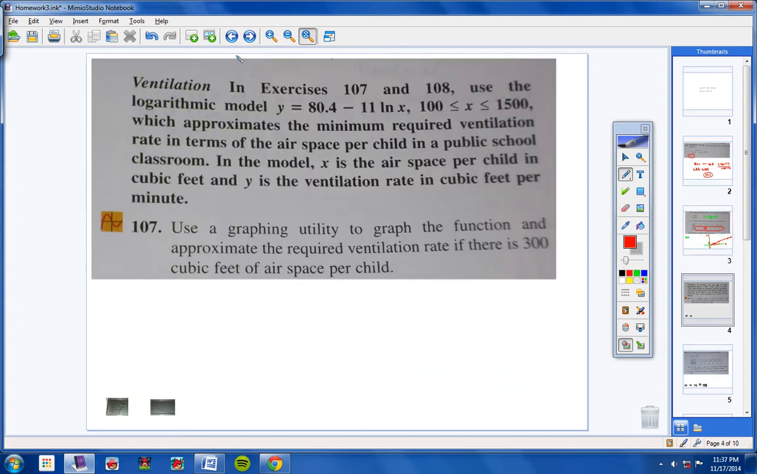Number 107. Okay, now look. This is a little more difficult, but it's okay. Here's your model right here. It gives us x is the airspace per child in cubic feet, and y is the ventilation rate in cubic feet per minute. Okay? It sounds a little confusing, but it does make sense. Depending on how big a room is and how many kids are in the room, you have to have a certain ventilation rate so that the air keeps moving, so that we have a safe air quality. Okay? So it does make sense. So here's your model right here.